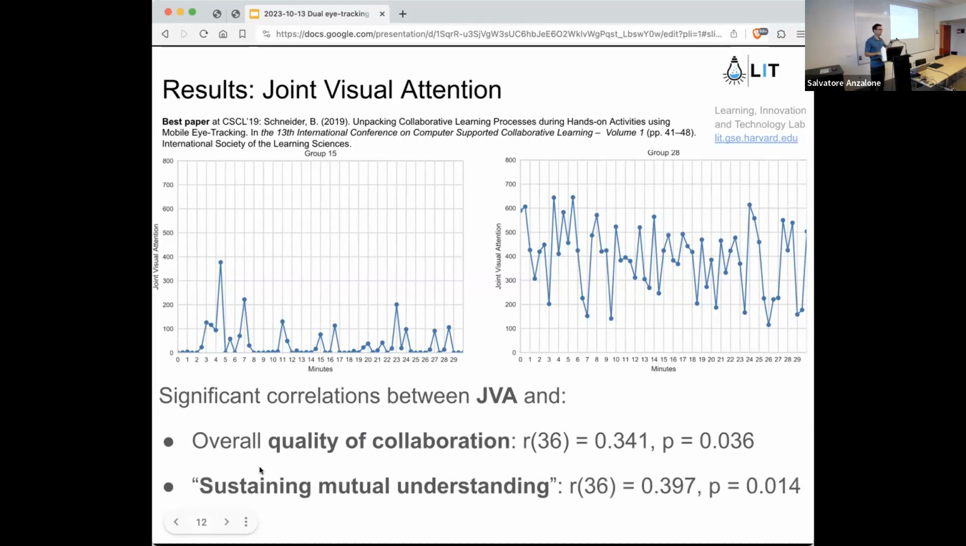In particular, it correlated with the subdimension of collaboration called sustaining mutual understanding. That's akin to the idea of building common ground, of making sure that we're on the same page when we're working together. We didn't find any correlations with learning gains, which shows that there are limitations to this measure as well. It says something interesting about collaboration, about how people work together, but it's a proxy that's a little too far from actual learning gains.